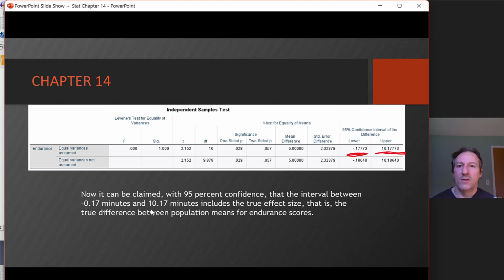And yes, so it can be claimed with 95% confidence that the interval between negative 0.17 and 10.17 includes the true effect size, which is the true difference between the population means for endurance scores. Another way to put that. You don't have to write it up like that.